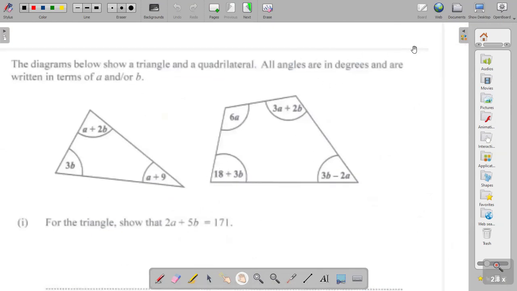So let's go through it now. So first thing first, we have here, the diagrams below show a triangle and a quadrilateral. So you need the content from geometry. You got to remember the angles in a triangle. You got to remember the angles in a quadrilateral and know how to use them. All angles are in degrees and are written in terms of A and B. For the triangle, show that 2A plus 5B equal 171.